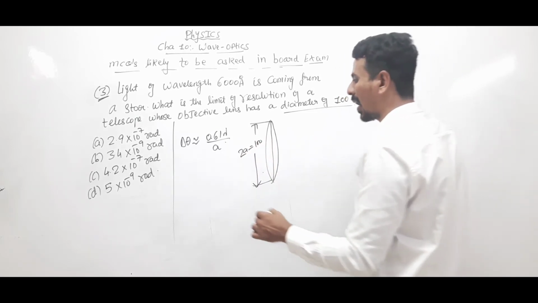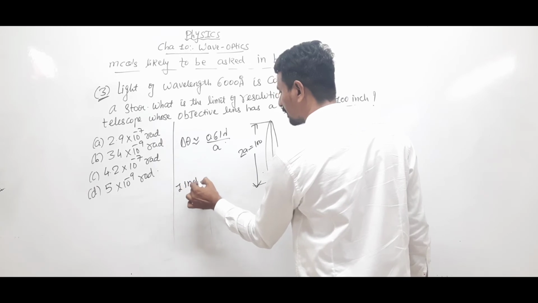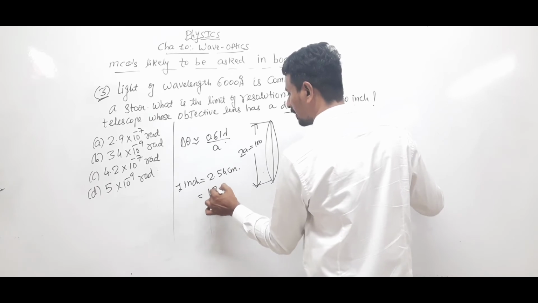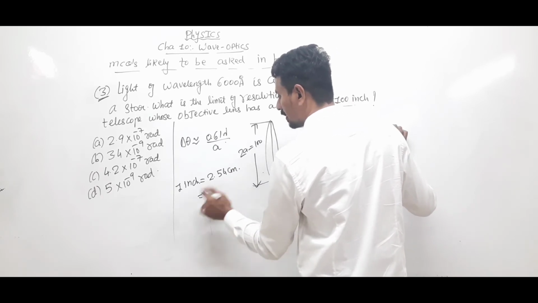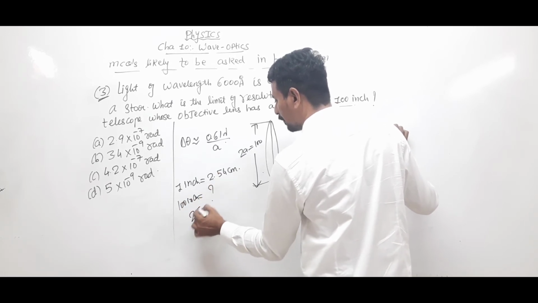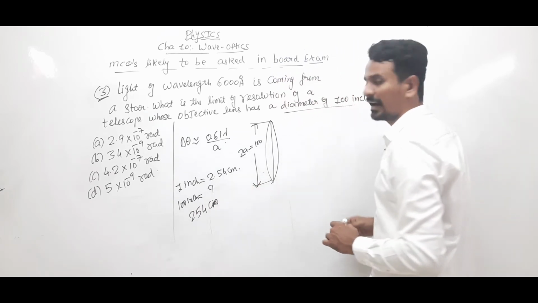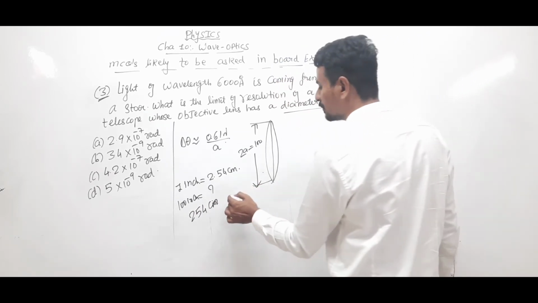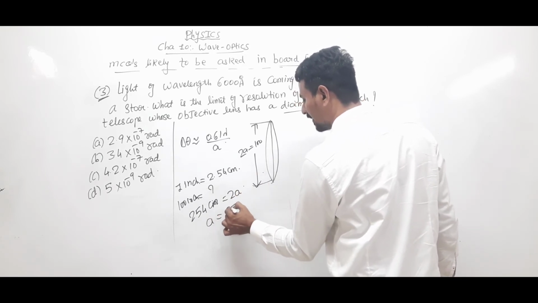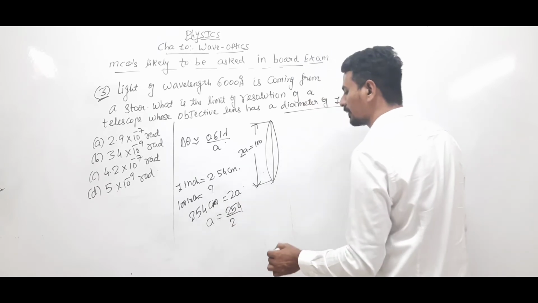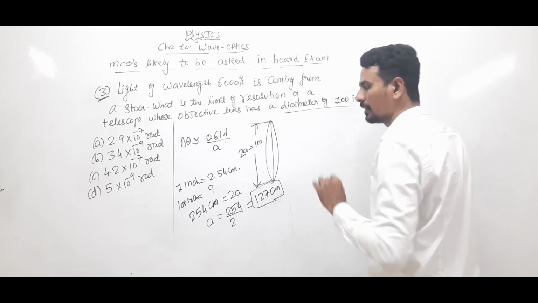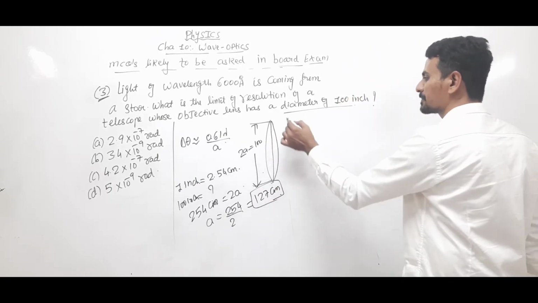and 1 inch is 2.54 centimeter. We are having 100 inch, so it will be 254 centimeter, right? Clear? So this will be equal to 2a. So a will be equal to 254 upon 2. So this will be 127 centimeter. Clear? Substitute in the equation.